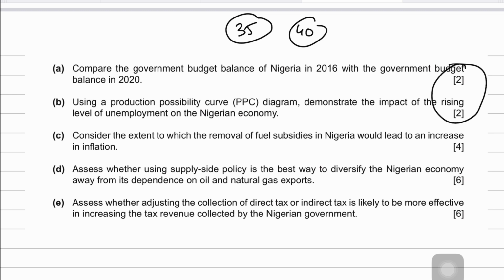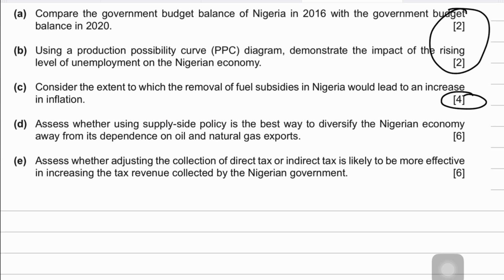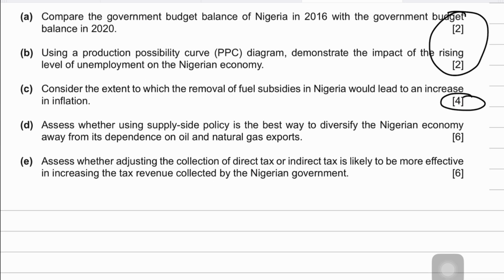So for example, if you see these questions, compare the budget balance using a PPC curve, consider the extent to which removal of fuel subsidy. This is a 4-mark question. Again, to the point, quick, short. So the only time that you should be taking ideally in a case study is the last 2 questions for 6 markers. For these 6 markers, you should spend the maximum time answering these questions. Otherwise, for the first 4 questions that are of 2 and 4 marks, you should wrap them up very quickly.